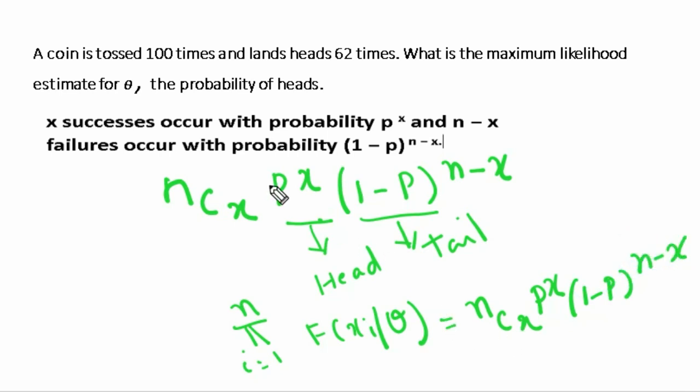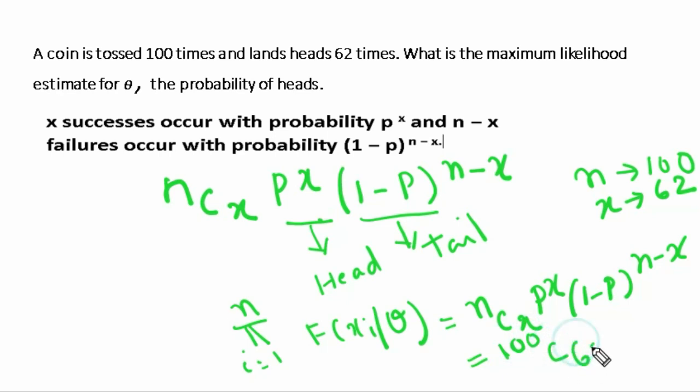Here in this problem it is already given a coin is tossed 100 times, so the value of n is 100, and it lands head 62 times, so our x will be 62. Now we are substituting the values. It will be 100C62, p raised to 62, into (1 minus p) raised to n minus x, that is 100 minus 62, which is 38. So we have found the likelihood here.